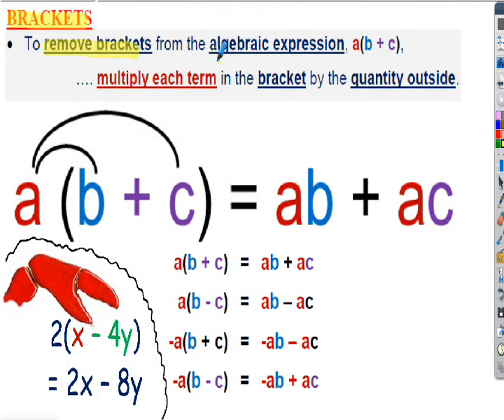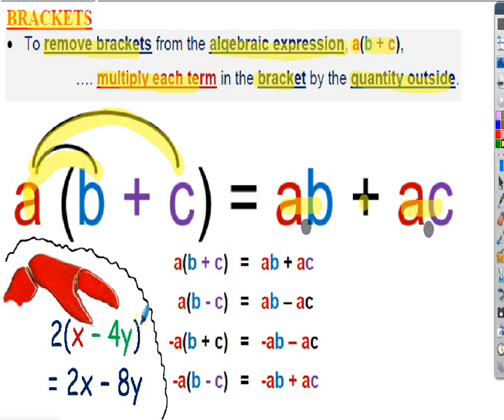To remove brackets from algebraic expressions such as the a outside the bracket and b plus c inside the bracket, we basically multiply each term in the bracket by the outside quantity. So in this particular case, a is outside the bracket, so we'll multiply a by the first term inside the bracket and then a by the second term inside the bracket. So the answer here would be a multiplied by b added to a multiplied by c. Just remember that when there's no symbol between the variables, we assume multiplication. So we've got a multiplied by b here and a multiplied by c here.